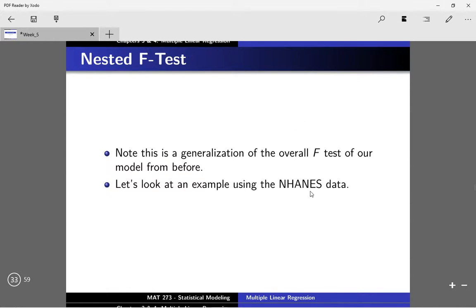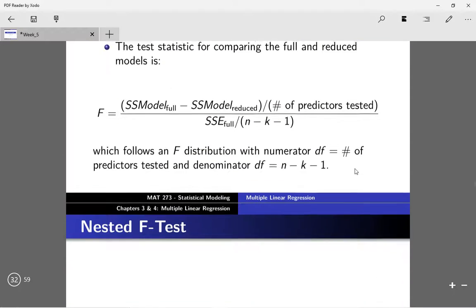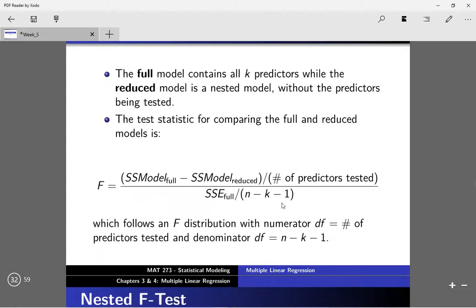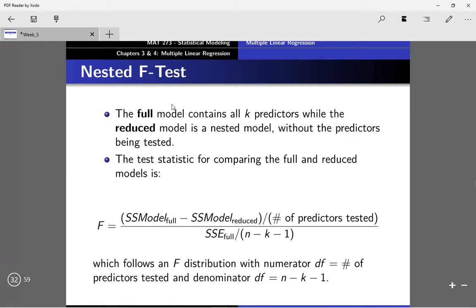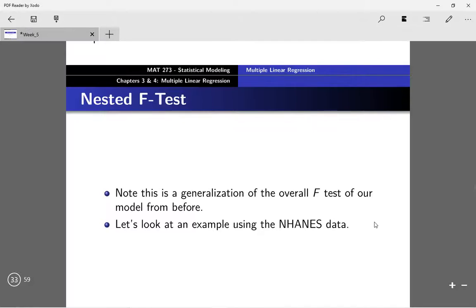So this is a generalization of the overall F-test that we saw for testing our regression model as a whole, in that we're extending it to the case of considering two models at once. The other F-test that we looked at before was actually a nested F-test as well, where the full model was our model that we were testing, and the reduced model was a model with no predictors at all in it. So we've actually already seen a nested F-test before. We just didn't know we were comparing two models. But this is just a generalization of it.